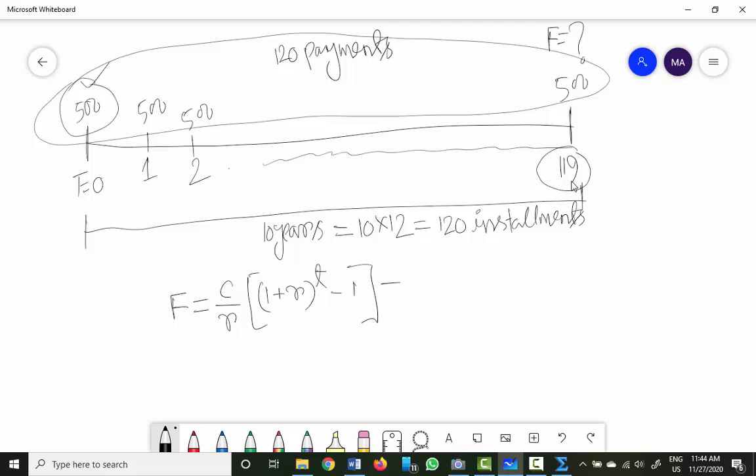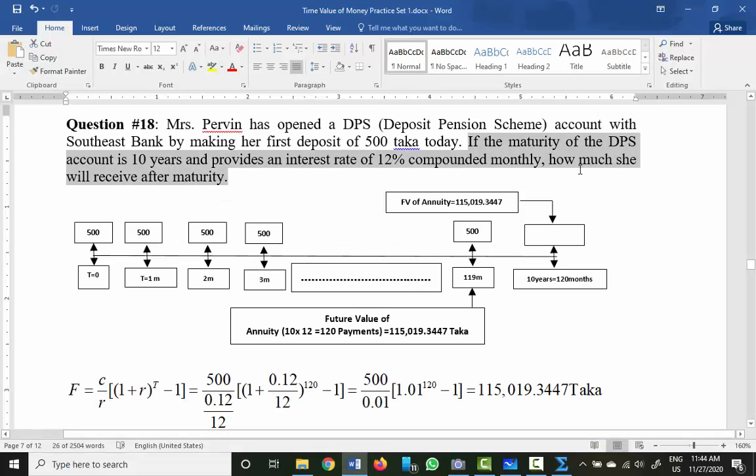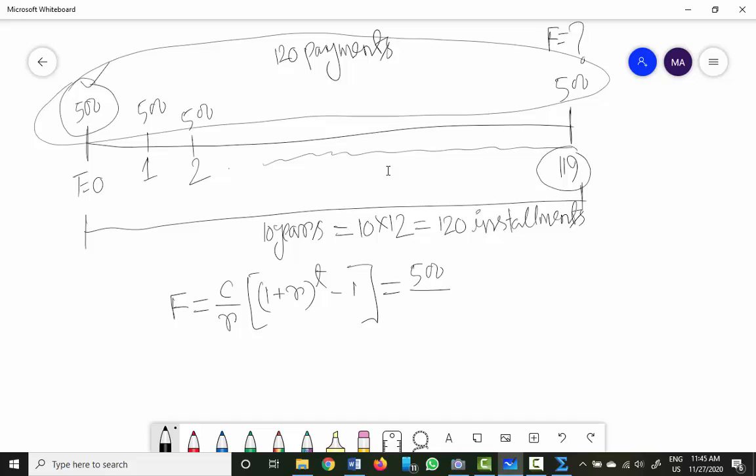As usual, C is the monthly installment amount, 500. The interest rate is 12% compounded monthly. 12% is the annual rate, but it will be compounded on a monthly basis. So we need to get the monthly rate. We will divide it by 12. So 12% divided by 12 is 1%. So 1% is the monthly rate. So we can directly write 0.01 here.